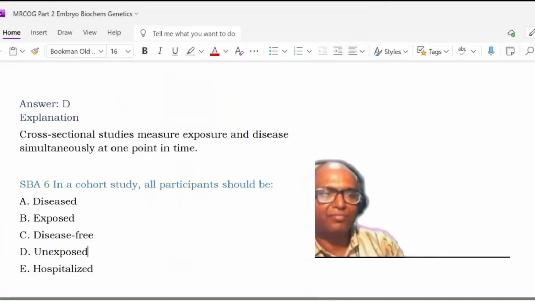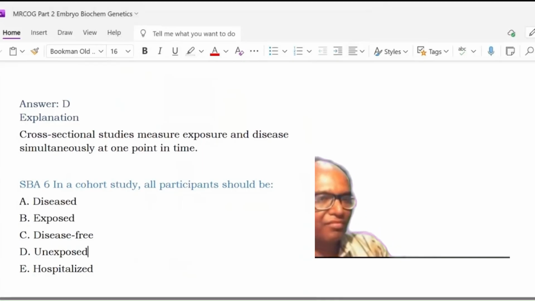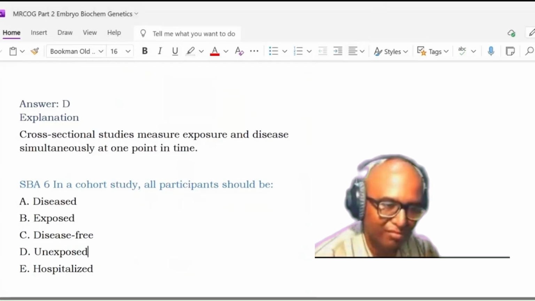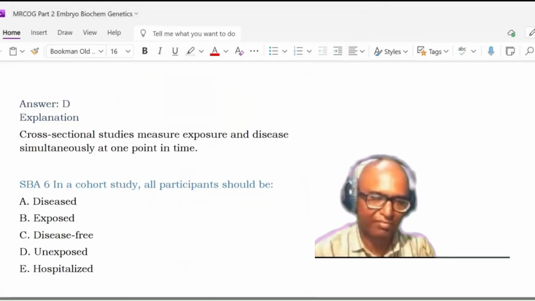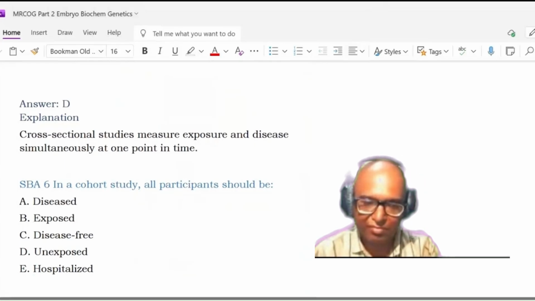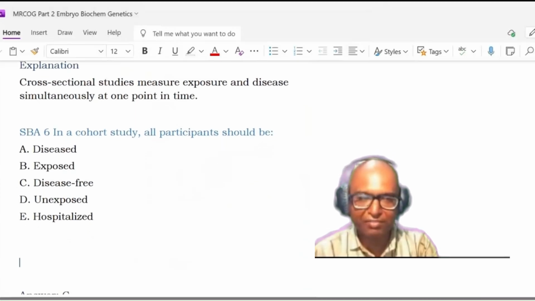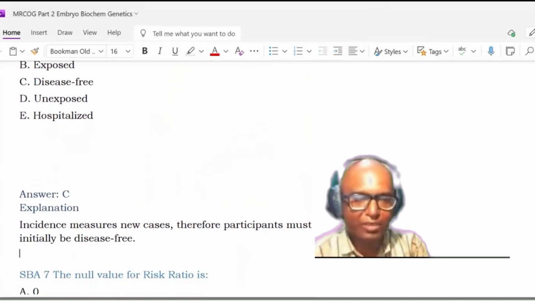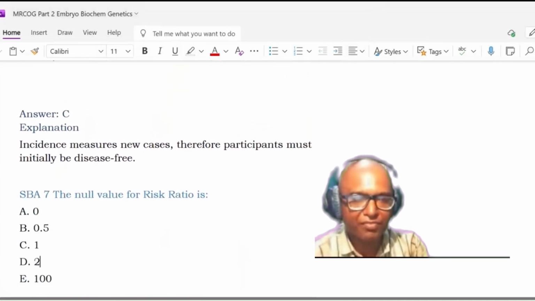Question number 6. In a cohort study, all participants should be: A, disease; B, exposed; C, disease free; D, unexposed; and E, hospitalized. So it is disease free, C. We begin with the disease-free in cohort. Incidence measures new cases. The participant must be disease-free initially.